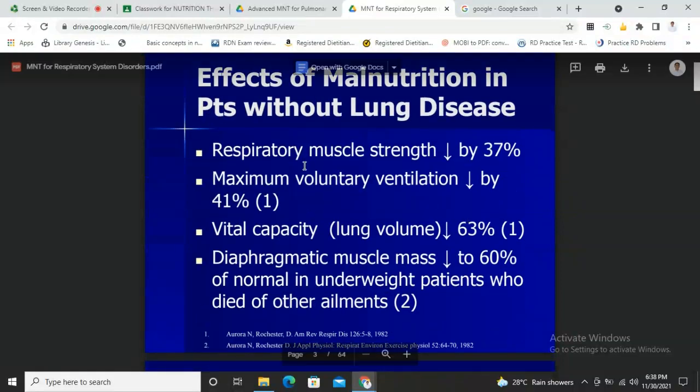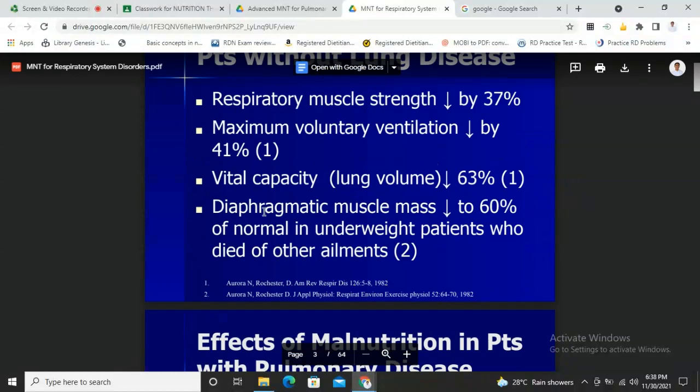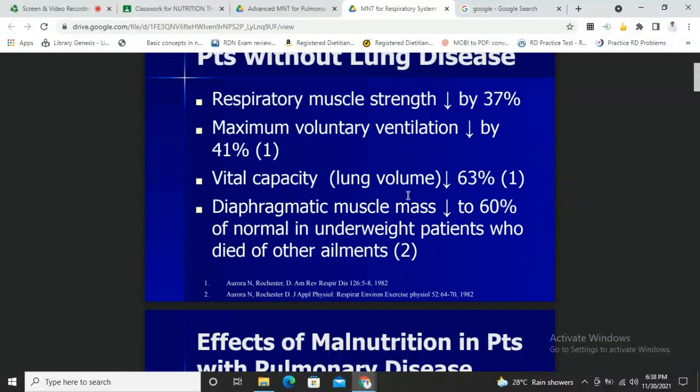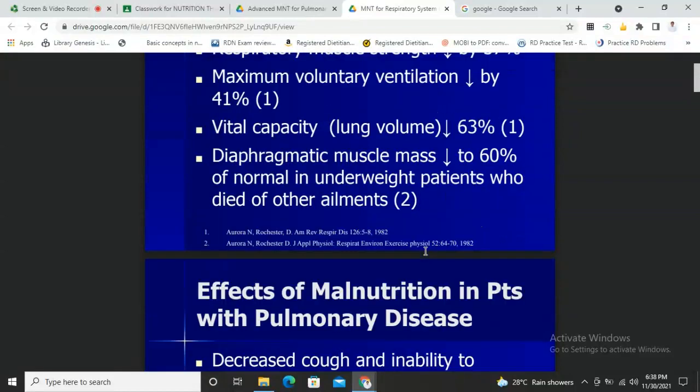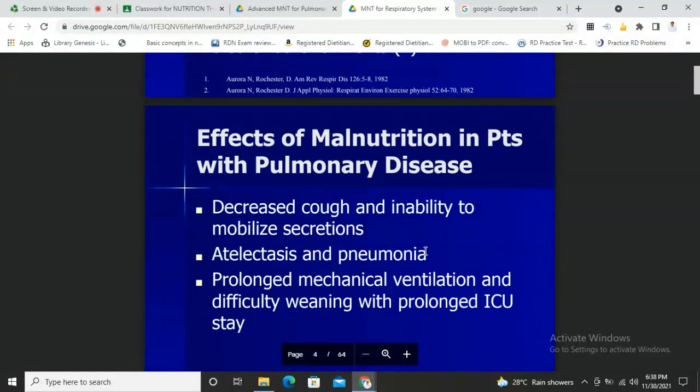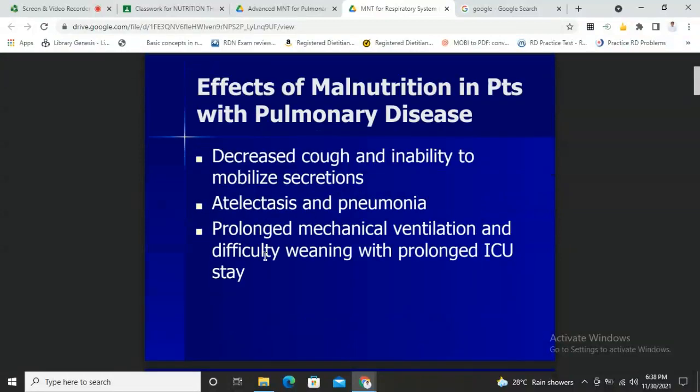Okay, the respiratory muscle strength is decreased by 37%, maximum voluntary ventilation is decreased by 41%, the vital capacity of the lungs is greatly decreased by 63%. Okay, diaphragmatic muscle mass is decreased to 60% of normal in underweight patients who died of other ailments. Okay, so yeah. But what about in those with pulmonary disease already? Decreased cough and inability to mobilize secretions, atelectasis, and pneumonia, and prolonged mechanical ventilation and difficulty weaning with prolonged ICU stay.